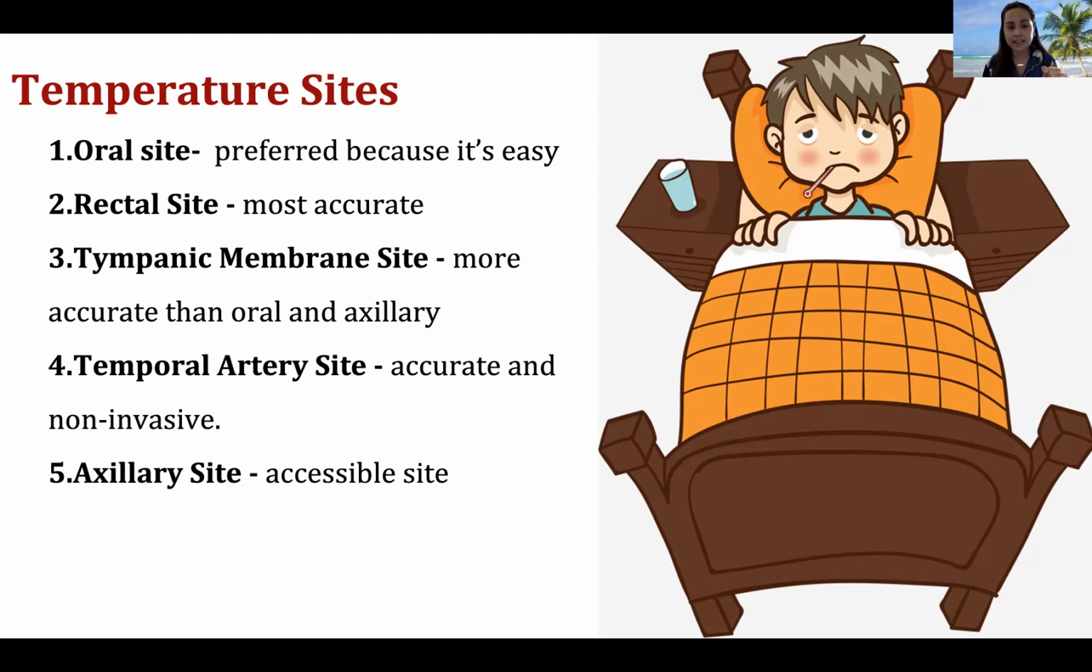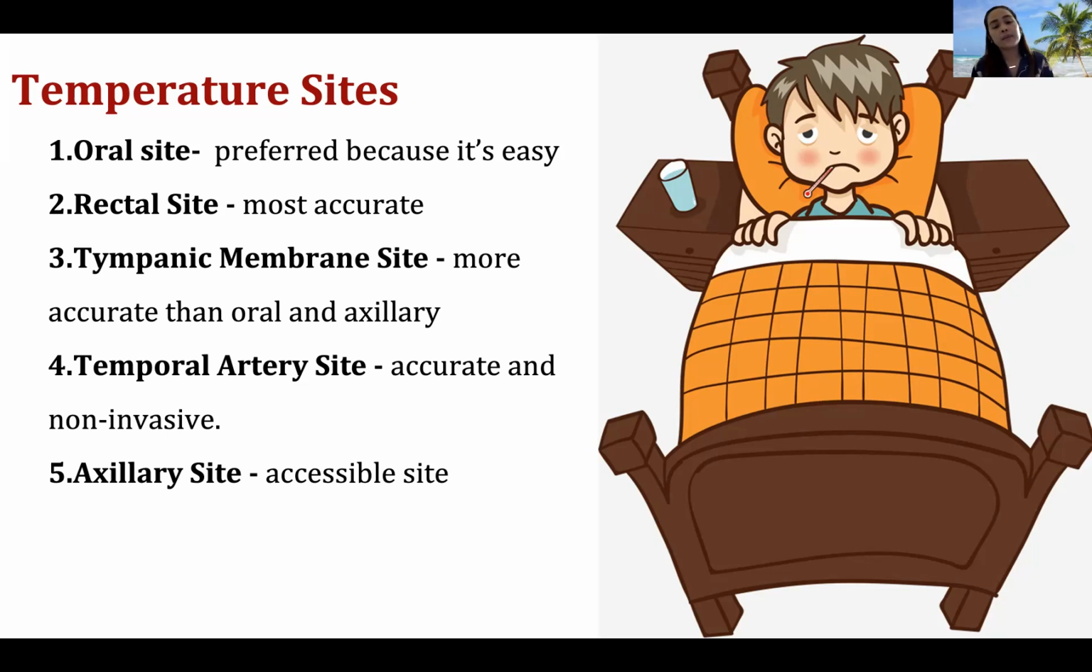Next is the rectal site. Do you know that the rectal site is the most accurate? It's the most accurate site for getting temperature. Why? It's because the rectal site is inside the body. So anything inside the body will be accurate, because the environment will not affect it, unlike oral, unlike the axillary. So it is the most accurate. But nowadays, they seldom use this route because it's uncomfortable.